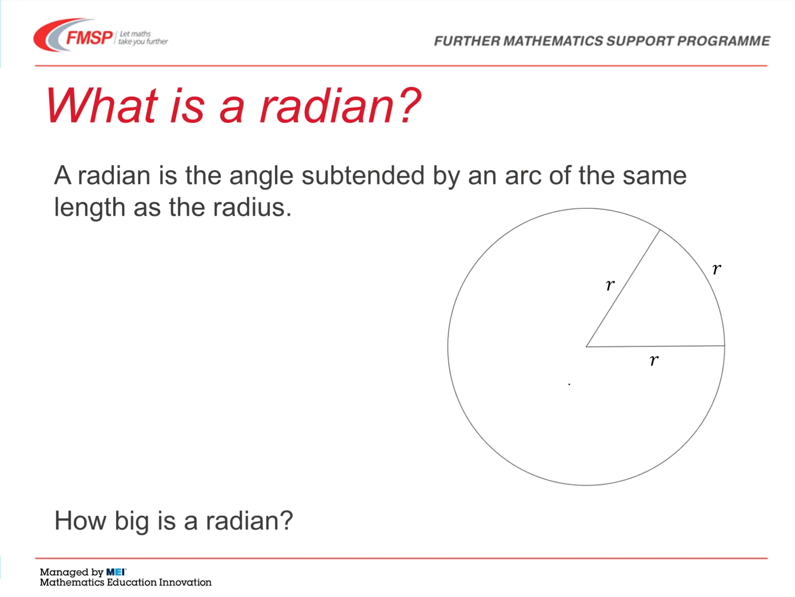A radian is defined to be the angle subtended by an arc of the same length as the radius. So here is our arc, which has length r, and the arc begins there and finishes there, and the angle subtended at the centre is defined to be 1 radian. We use the unit small c for a radian. Pause the video now while you try to work out how big 1 radian is.